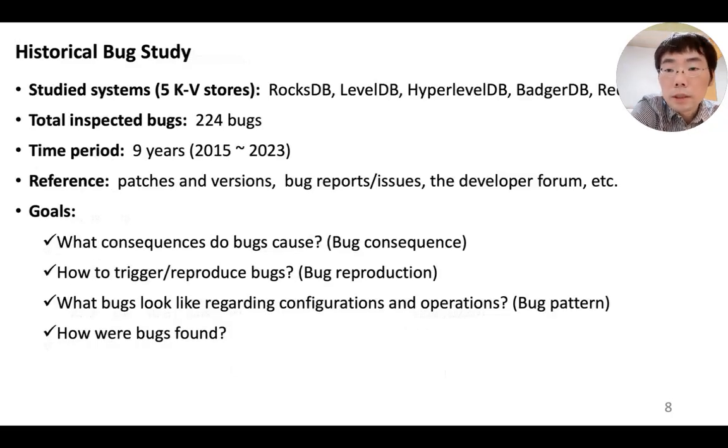About the historical bug study, we performed the study on five widely used key-value stores. Those are RocksDB, LevelDB, HyperLevelDB, BetterDB, and Redis. We inspected a total of 224 historical bugs during the past 9 years, from 2015 to 2023. The bugs are referenced from patches, versions, bug reports, issues, the developer forum, and so on.